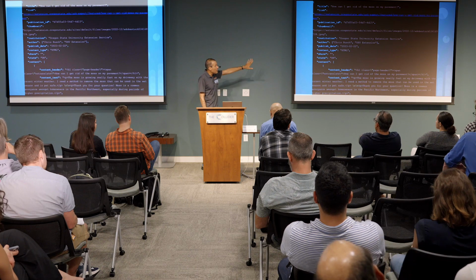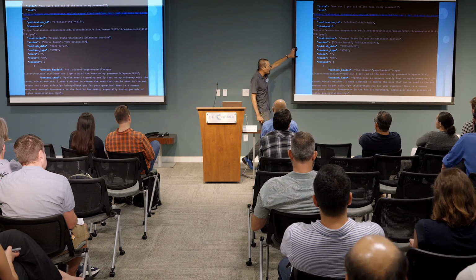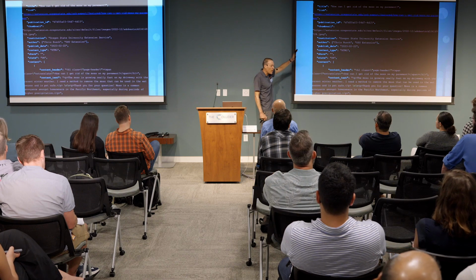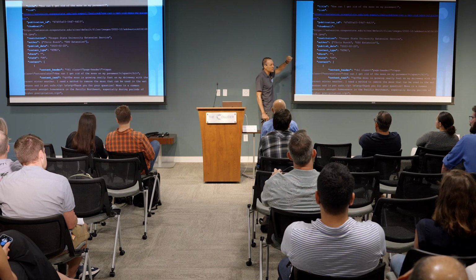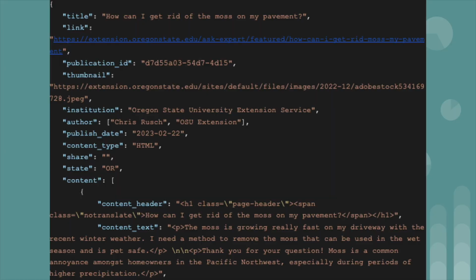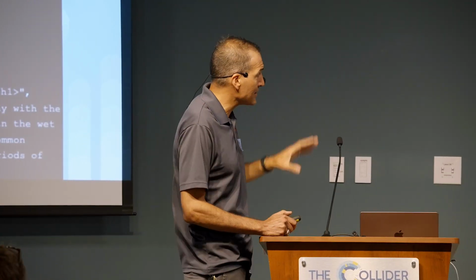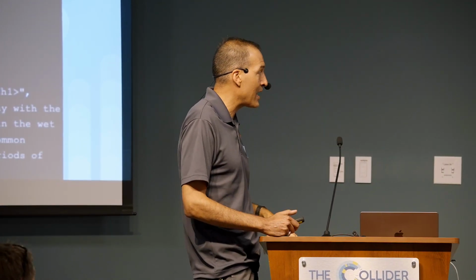So this is an example of the JSON format or structure. Again, you can think of this as a single web page or a single PDF on a given topic. So title, link, pub ID, thumbnail, institutions, on and on. We have a separate data set. Each institution or website that's crawled has a separate data set that looks like this.